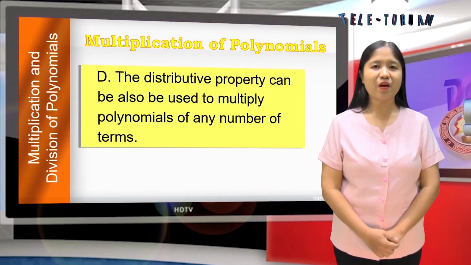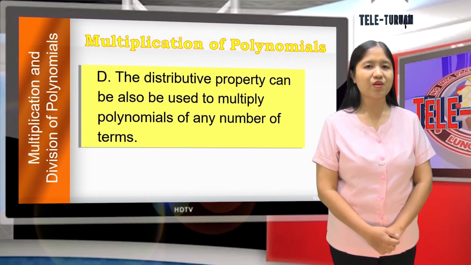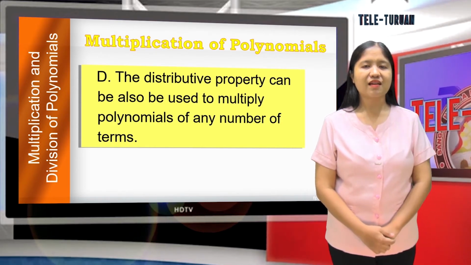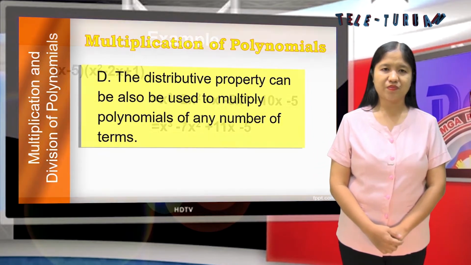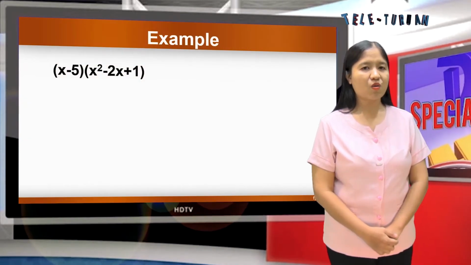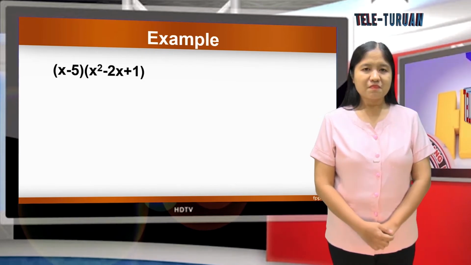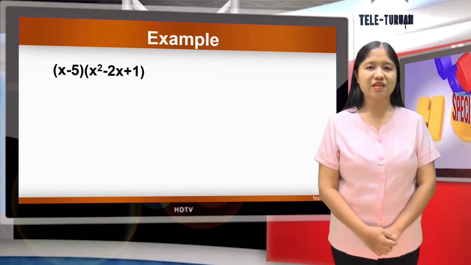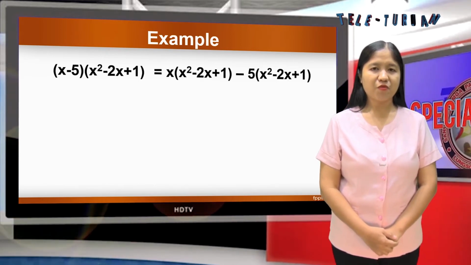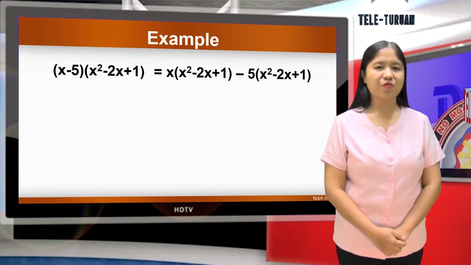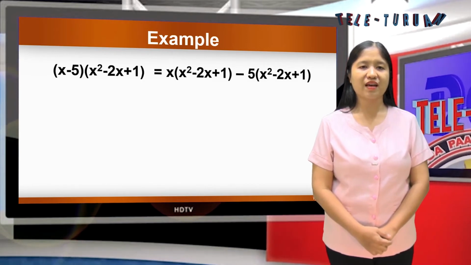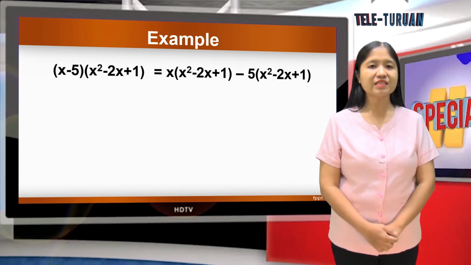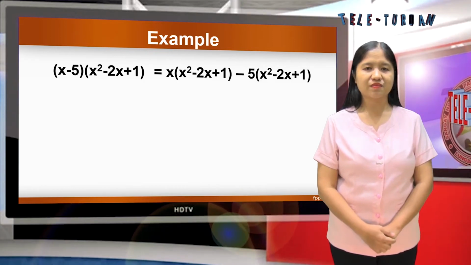Finally, the distributive property can also be used to multiply polynomials of any number of terms. To show how to use it, let us study this example. Multiply the quantity x minus 5 by the quantity x squared minus 2x plus 1. First, multiply the first term of the first factor to each term of another factor, and then multiply the second term of the first factor to each term of the other factor.